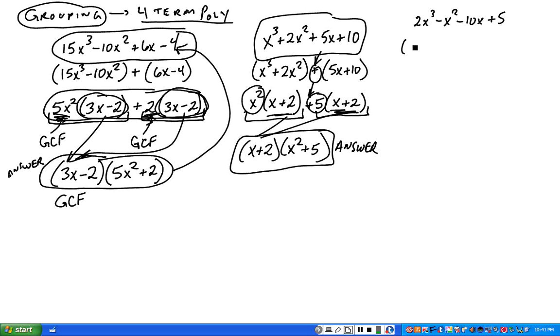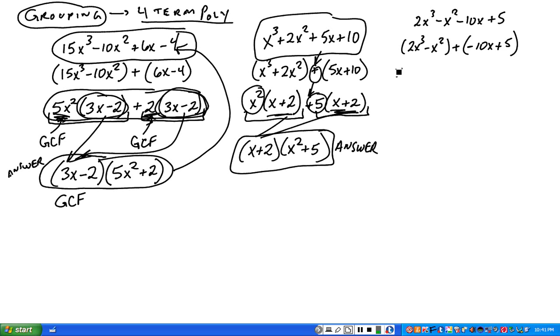So we go ahead and group 2x to the third minus x squared. Write our plus sign. Notice I wrote a plus sign regardless of what the sign was. And I keep the signs attached to the coefficients inside of parentheses. So at this negative 10, I didn't write a minus and then the 10 right here. I wrote the negative 10x, excuse me, it should be a negative 10x plus 5. Okay. I kept that negative with that 10 inside of the parentheses.